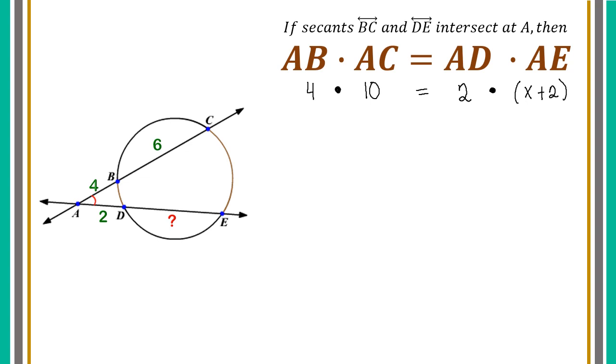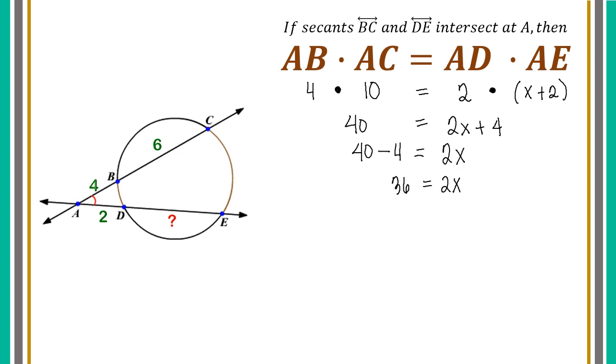Let us multiply 4 times 10. We can have 40 equals, then monomial multiplied with binomial. So we can have 2 times x, we can have 2x, and 2 times 2, we can have positive 4. And of course, we need to isolate the 2x, or we are more common with the shortcut, which is transposition. So we are supposed to combine like terms. I'm gonna transfer positive 4 to the left side, and we would have negative 4. So 2x remains at the right side. So 40 minus 4. So we would have 36 equals 2x.